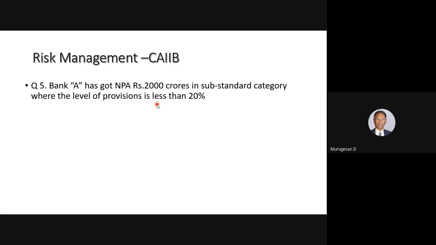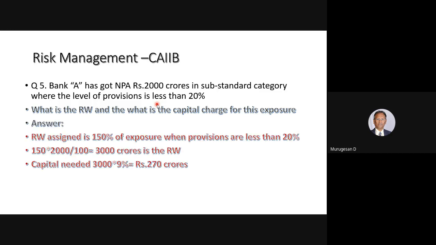Now, the risk weight assigned will be different. Supposing you see, here the provision is less than 20. So the risk weight assigned will be 150%, believe it or not. Though it is 2000 crore NPA, the risk weight assigned is 150%. Why 150%? Because the provision is very minimum, very negligible. 20% is nothing. So the banks which are providing only less than 20%, such NPAs are having high risk. So you have to provide a risk weight of 150. So 150% of 2000 is 3000, and 3000 times 9% is 270 crore for this exposure alone.